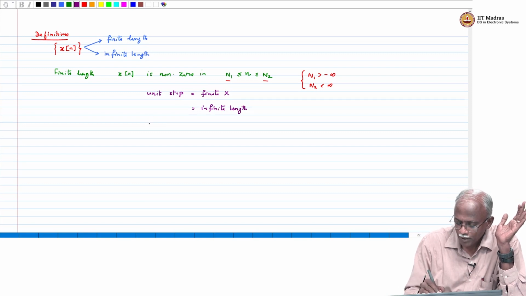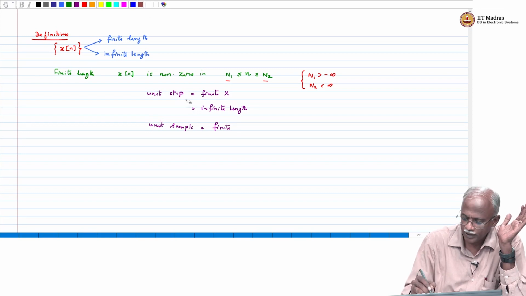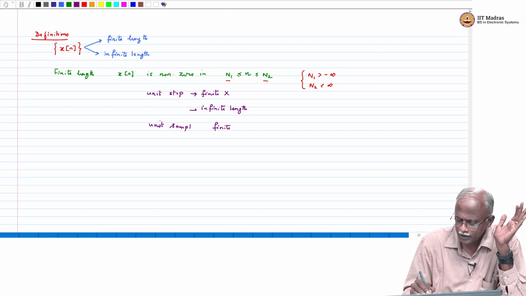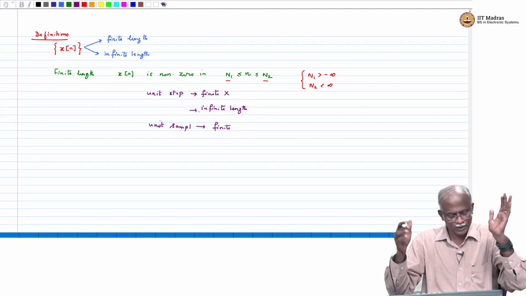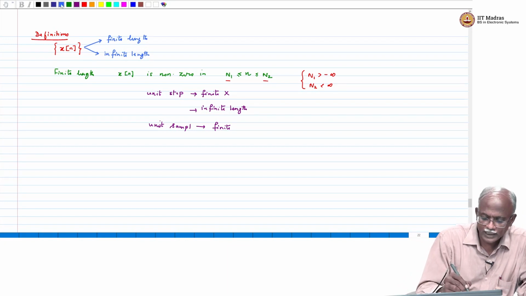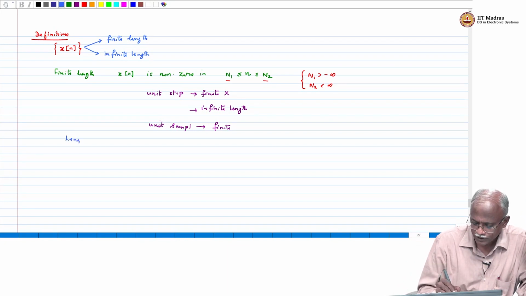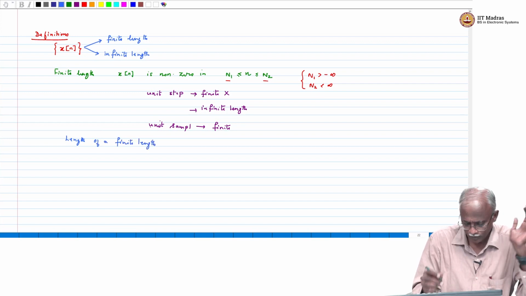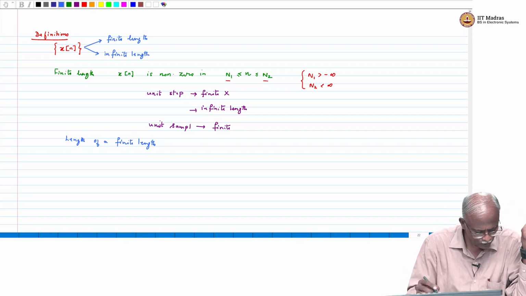The unit sample function is a finite length sequence. So, I guess you now have a way to visualize what a unit step, finite length sequences and infinite length sequences are. Now, the length of a finite length sequence: how many non-zero samples do you have? Length of a finite length sequence.